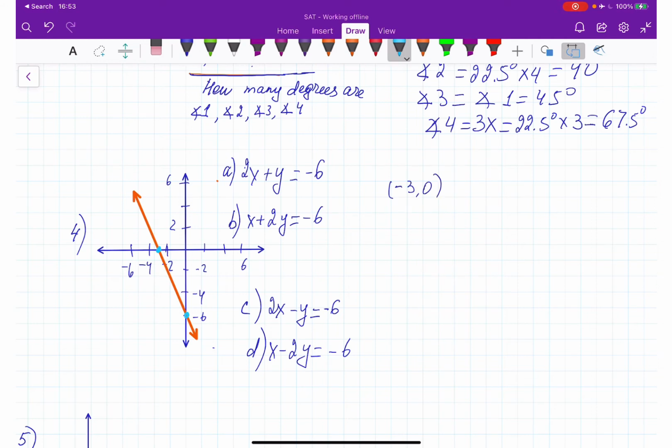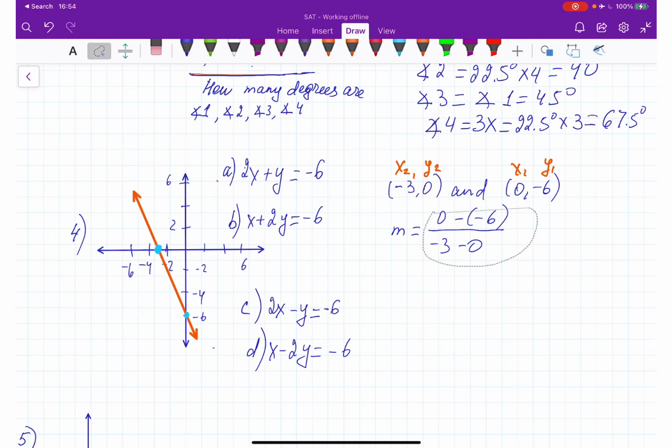It's this one. Let me make it bigger. And the second one is going to be 0, -6. Okay, let's find the slope. Slope is equal to y2 minus y1. Which one do you want to take? Okay, I am taking this as x2, y2 and this as x1, y1, to show you that it doesn't matter which one you take. So y2 minus y1, which is 0 minus -6, and then x2 minus x1, which is -3 minus 0.